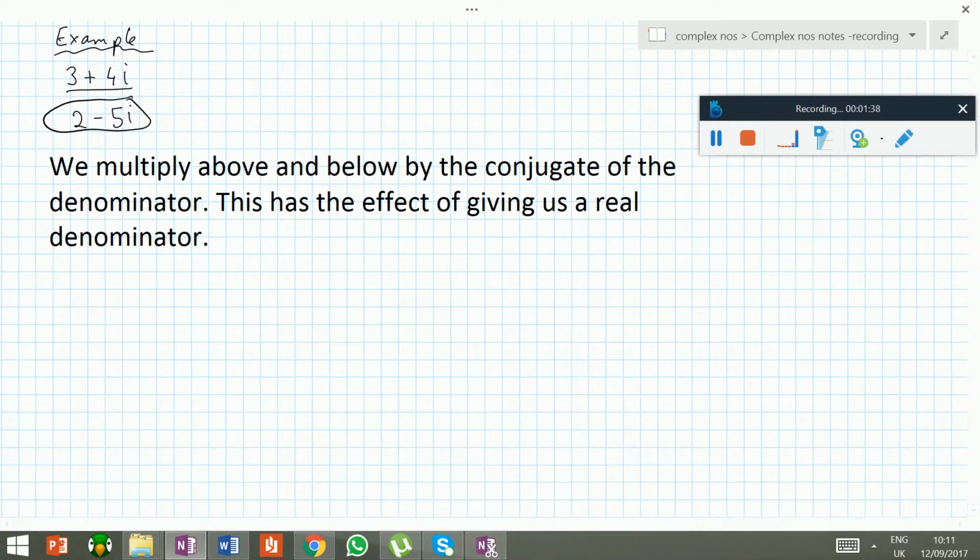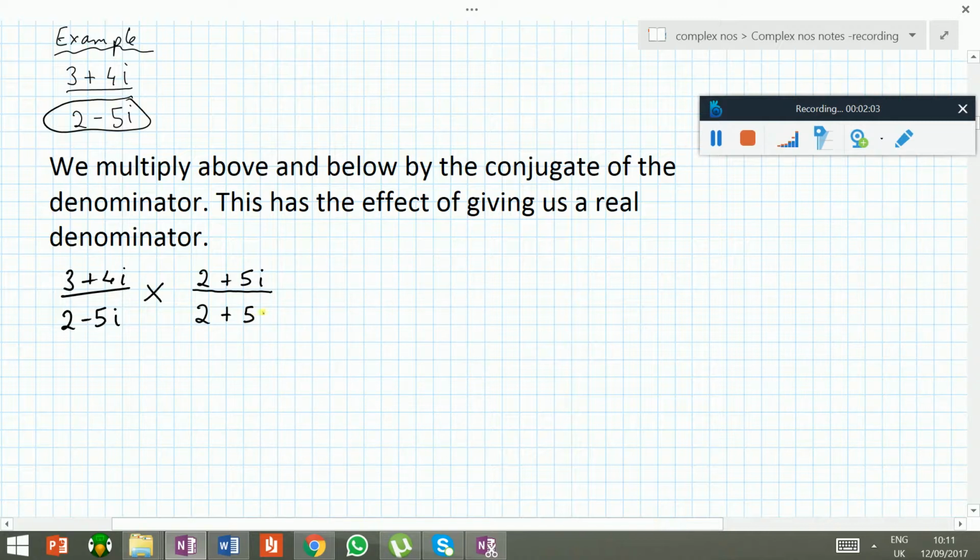Okay, so we're taking 3 plus 4i over 2 minus 5i. We need to simplify this. So we multiply above and below by the conjugate of the denominator. The denominator is 2 minus 5i, so its conjugate is 2 plus 5i. In order not to change the fraction, we have to multiply above and below by the same thing. Then we multiply top by top, so 3 plus 4i is multiplied by 2 plus 5i, and bottom by bottom, so 2 minus 5i is multiplied by 2 plus 5i.